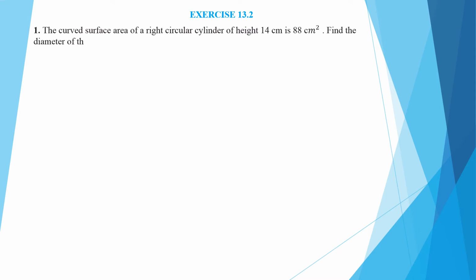After this, we are going to start exercise 13.2, because in the previous exercise we did the surface area of cube and cuboid. Now we will do the surface area of the cylinder. The curved surface area of a right circular cylinder whose height is 14 centimeter is 88 centimeter square. This is given in the question. We need to find the diameter of the cylinder.